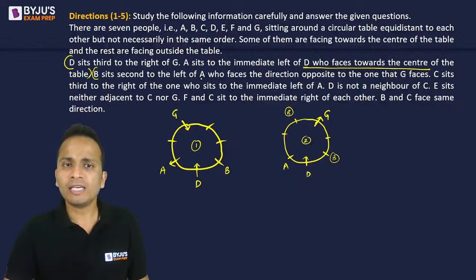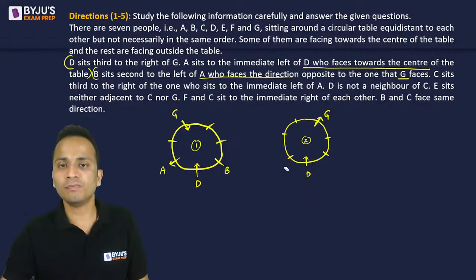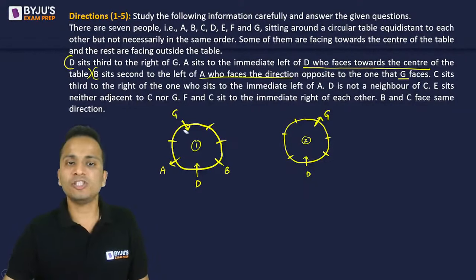Fine. Now यहां पे given है A who faces opposite direction to that of G. G का opposite direction होना चाहिए. Okay, so G का opposite direction होना चाहिए A को. So in the first case, G is facing inside and A is facing outside.